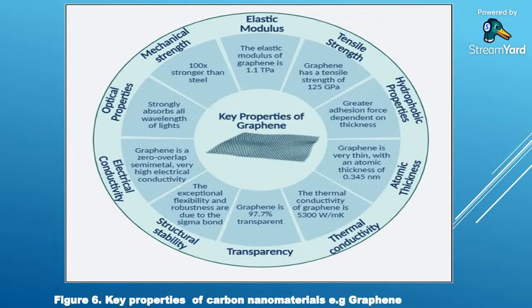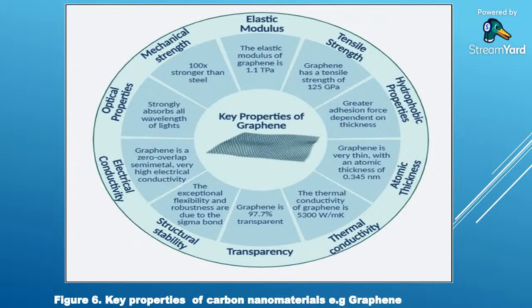Then if we want to study the properties of nanomaterials, we take graphene as an example. A key property of graphene is mechanical strength: it is 100 times stronger than steel. Elastic modulus, the elasticity of the nanomaterial, is 1.1 TPa. Then tensile strength is 125 GPa. Hydrophobicity depends on their thickness. They are hydrophobic in nature, but when they are agglomerated, they lose this property.